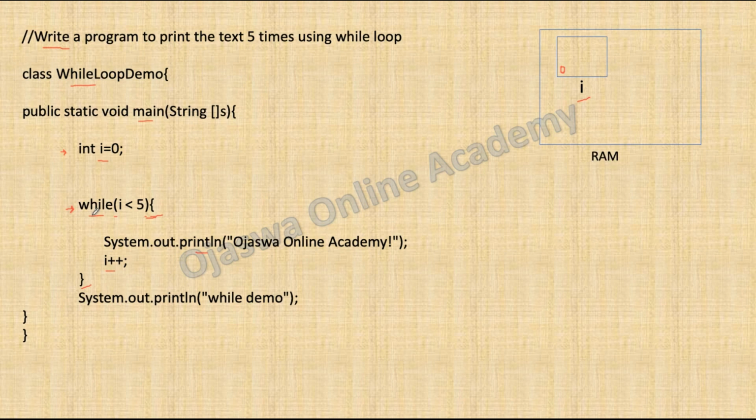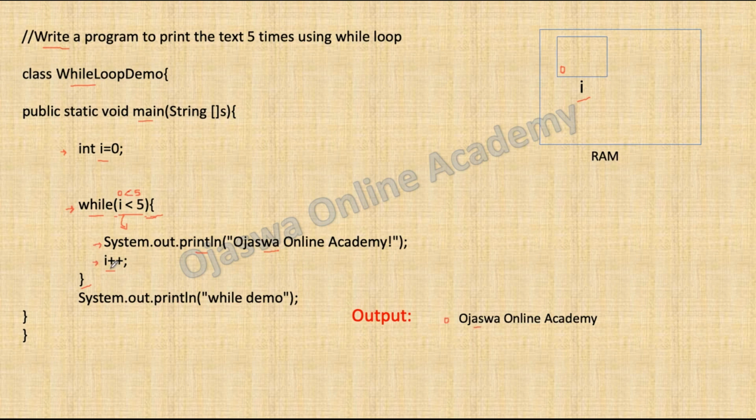So as soon as the interpreter reads this line of code, it will check whether the condition is true or false. The value of i is 0. 0 less than 5, the condition is true. And when the condition is true, control of the program goes inside the loop. After the control comes inside the loop, it will read the statement System.out.println. Inside double quotation marks, we have passed a string argument, that is Ojasva Online Academy. So the println method will print this text to the console. So when the value of i is 0, the text is printed for the first time.